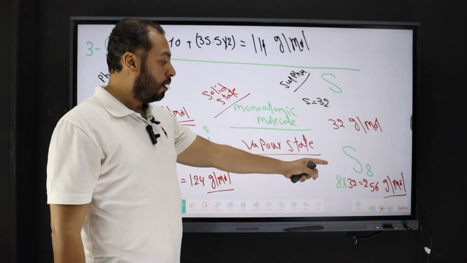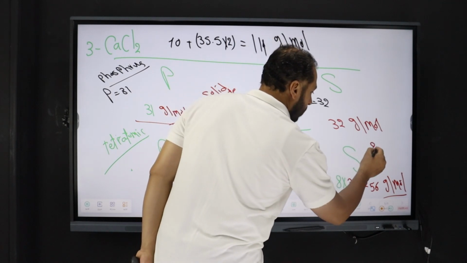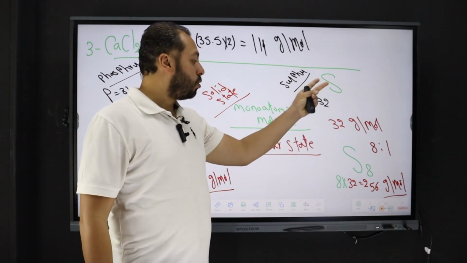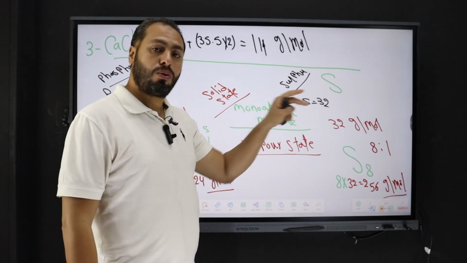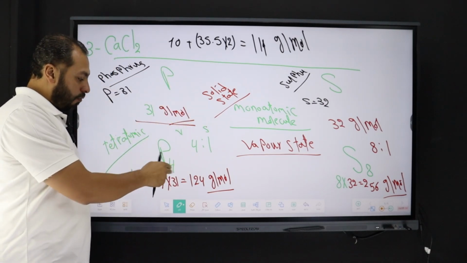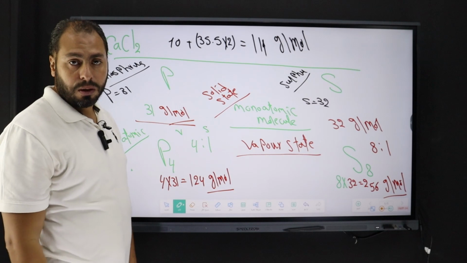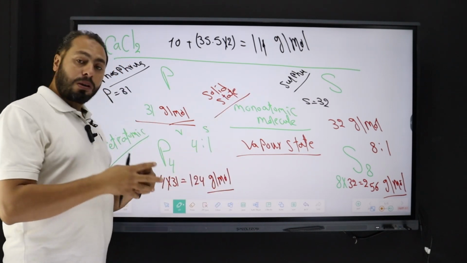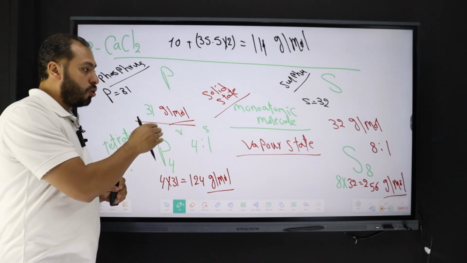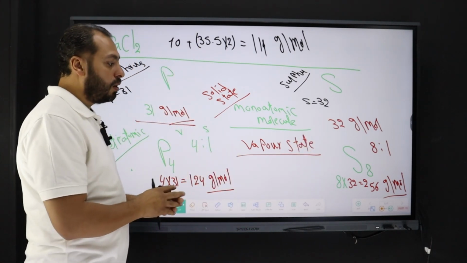So the ratio between sulfur in vapor state and solid state is 8:1. And vice versa, if we say the ratio between solid state and vapor state, it equals 1:8. And the same case here, vice versa. The ratio between solid state and vapor state is 1:4, but vapor state to solid state is 4:1. These are the two cases in our curriculum about solid state and vapor state, and the molar mass changes by changing the number of atoms in each molecule. This is for the molar mass.